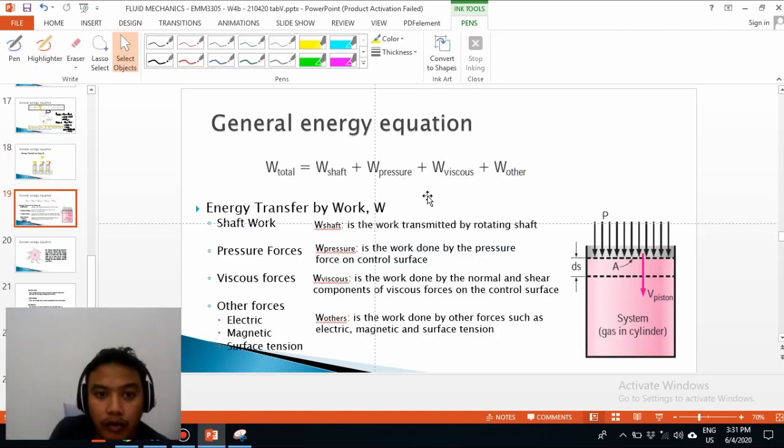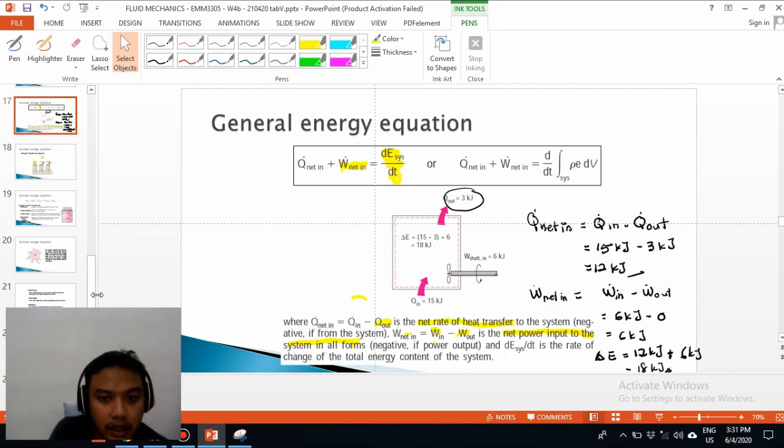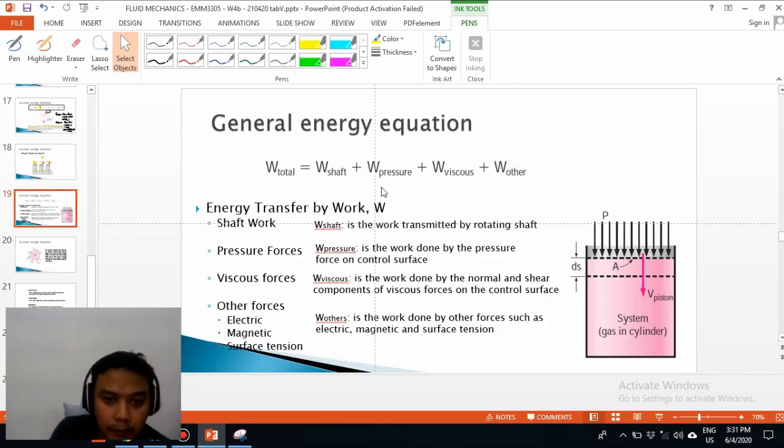Okay. This is the equation of energy transfer by work. Just now was energy transfer by heat, and this one is energy transfer by work. The equation is W total equal to work shaft plus work pressure plus work viscous and also plus other works. Work shaft is the work transmitted by a rotating shaft. For example, if you have a rotating shaft, there will be work done by the shaft, so you need to include the work shaft. Work pressure is the work done by the pressure force on the control volume. Work viscous is the work done by the normal and shear components of the viscous force on the control volume. And other works are such as electrical work, magnetic work, surface work, and the rest. All this work should be added up in order to get the total work.